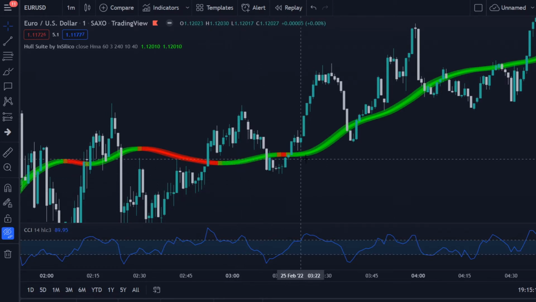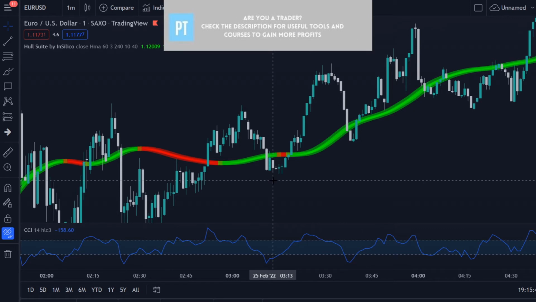Over here we see the Whole Suite indicator, which always shows a red and a green color, and over here we have the CCI, and the CCI is an oscillator, which means that it is possible to have overbought or oversold situations. Alright, let me show you a buy signal.